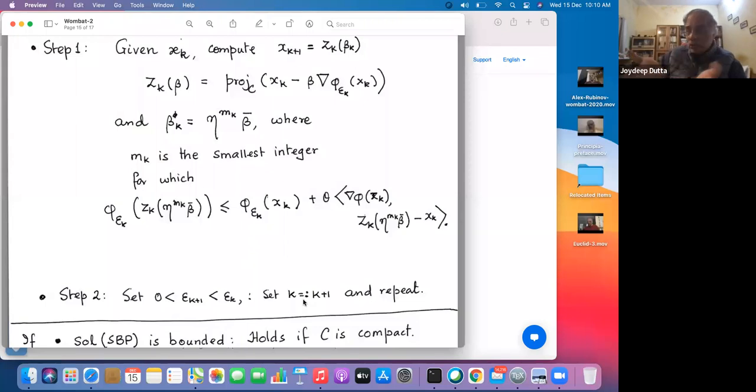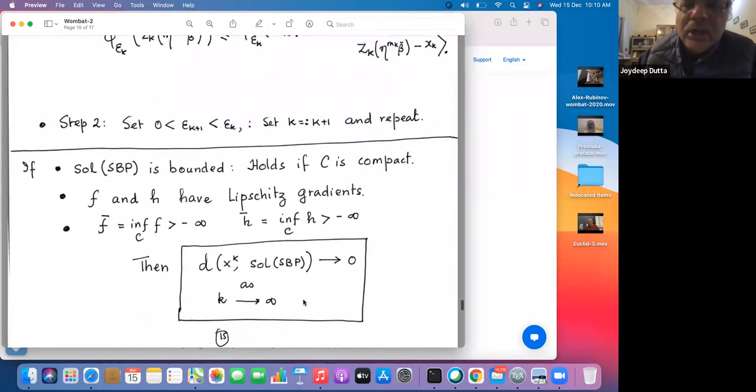And now how you will stop the algorithm is a question. When we did actual computation with this algorithm, we put a threshold mu, and whenever the norm of x_{k+1} minus x_k is strictly less than the threshold mu, you stop.